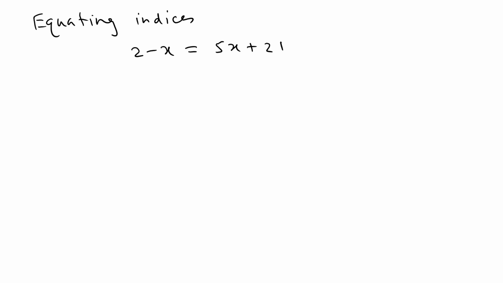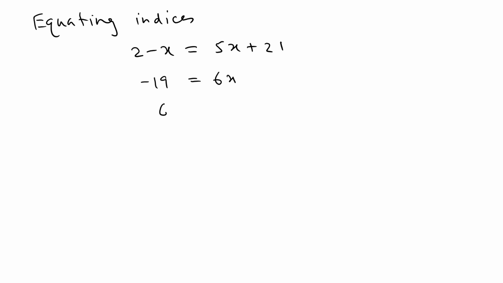So equating indices. So we can write this one as 2 minus x equal 5x plus 21. And then what we can do is bring all the x's to one side, the numbers to the other side. So you can bring 21 to this side, so you're going to get negative 19 equal, if you bring x to the other side, you get 6x.